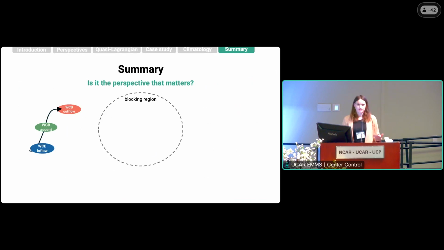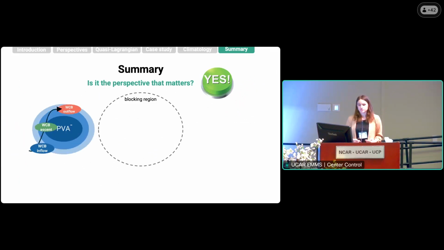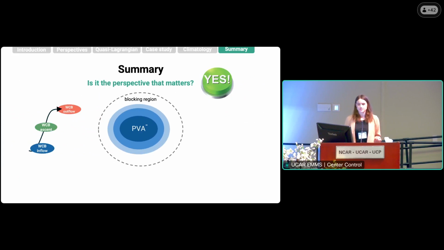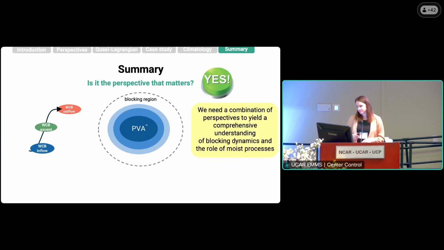So coming back to the question I raised in the beginning, is it a perspective that matters? The short answer is yes, it is. Because if we just focus on the blocking region itself and we are not looking upstream and downstream, we might miss signals, and some diagnostics cannot catch these signals. So it's important to broaden our horizon and to think about synoptic scale activity that can occur in the days before and also more remote of the blocking region, but have an effect on blocking development.